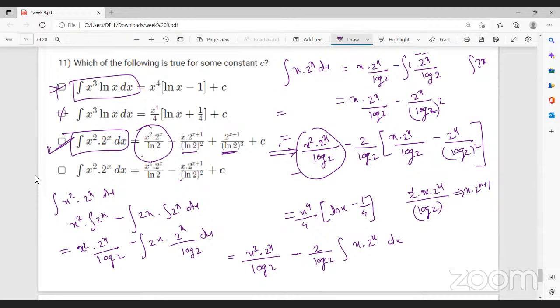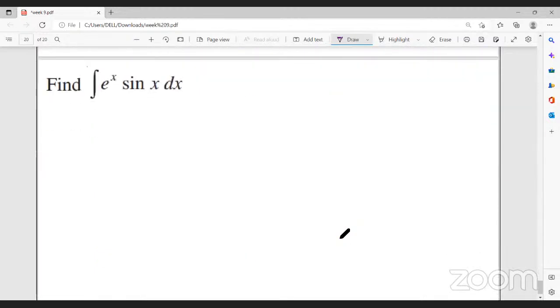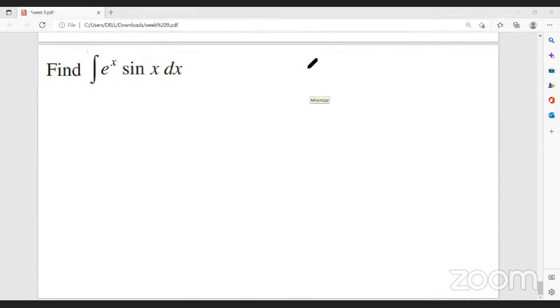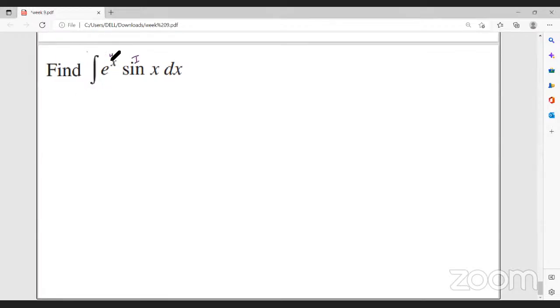Any doubt in this question? No, sir. I have to apply this integration by parts 2 times, right? Yes, sir. So this one is the final question. Okay. So now which one to consider first and which one to consider second? x will be the first function, and e to the power x will be the second function. This one is first, this one is second, right?